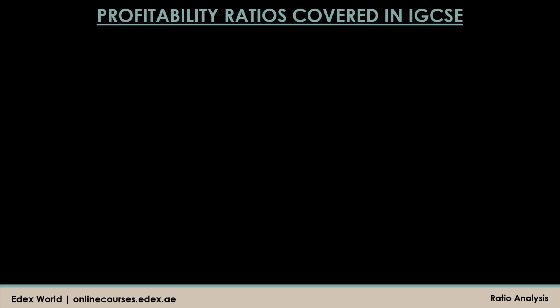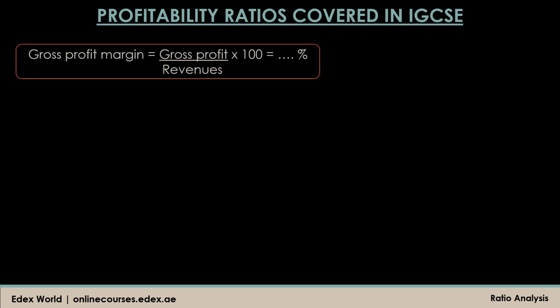So under profitability ratios that are covered in IGCSE, the first one is gross profit margin. The formula is gross profit upon revenues into 100. It is expressed in percentage terms. It tells you for every $100 revenue, how much gross profit the business is earning. Higher the number, better it is. Or in other words, you can prefer a business that has higher gross profit margin because then its overall profitability also will be higher.